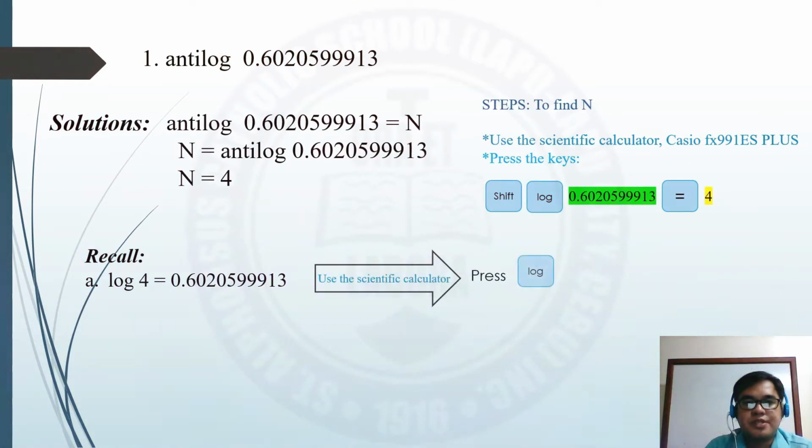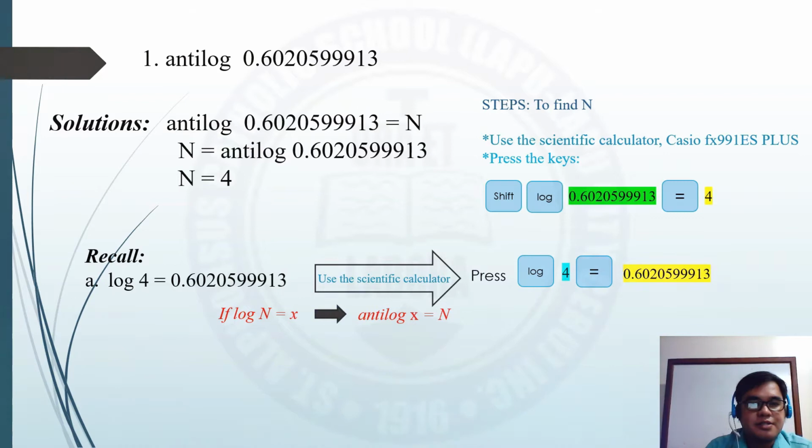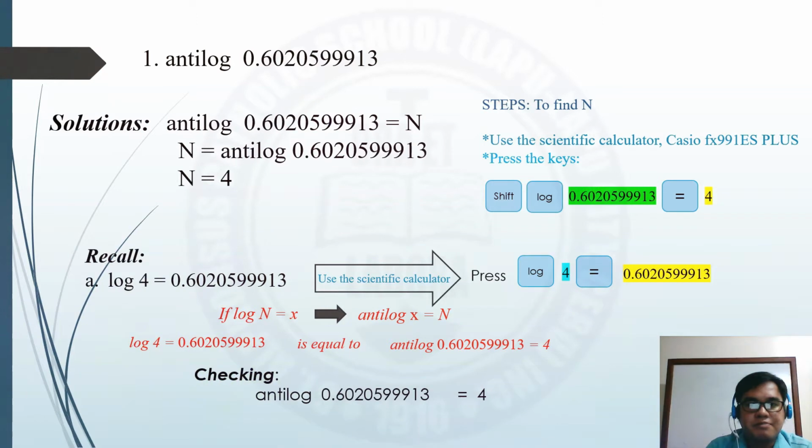Using your calculator, we can press the log, and then the number 4 equals this number. So therefore, if the logarithm of n is equal to x, it is simply equal to antilogarithm of x is equal to n. The logarithm of 4 is equal to 0.6020599913. It is equal to the antilogarithm of 0.6020599913 equals 4.